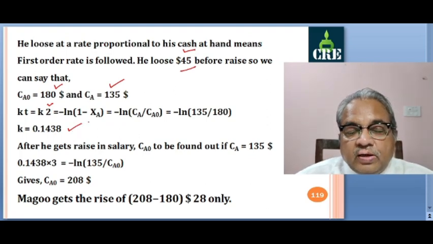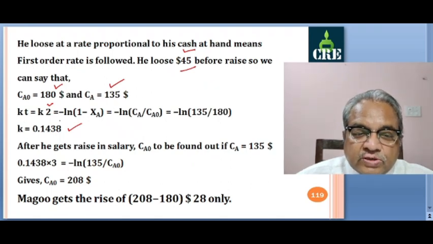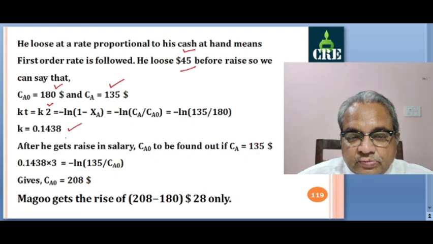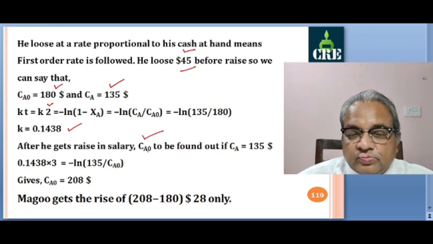So his betting habits are exactly the same. So minus r_A equals k C_A kind of thing will be followed, and this k will be the same. After he gets the rise in salary, we want to find this C_A0, that is his initial salary. C_A, finally he takes home 135 only.